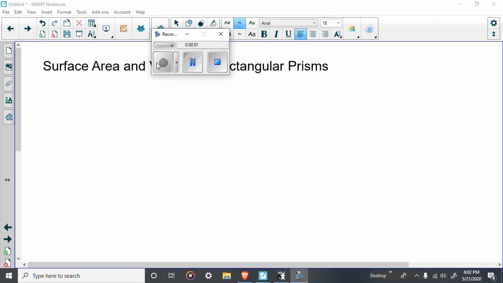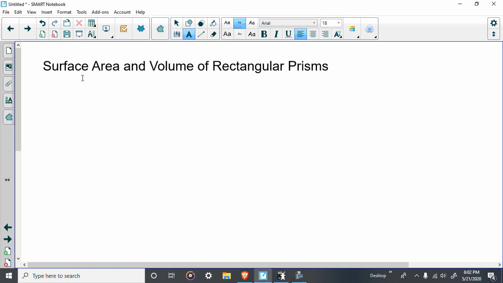Pretty straightforward today. We're talking about surface area and volume of rectangular prisms. First thing, we want to differentiate between what surface area is, what volume is, and what a rectangular prism is. Okay, so let's start off by saying a rectangular prism is a three-dimensional shape.